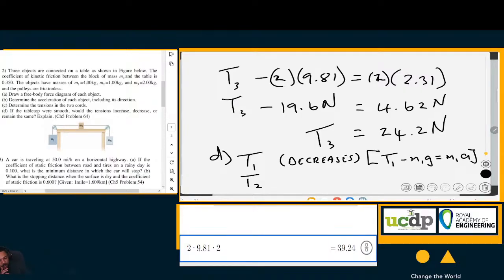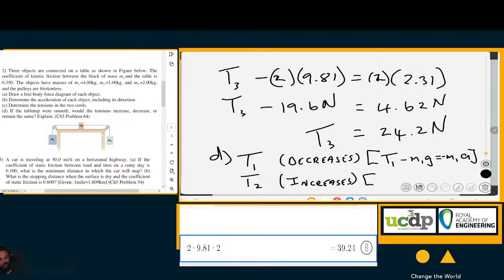Okay, it's moving downwards, so the acceleration here is negative. Acceleration is negative because it's moving downwards, moving to that side. So it should be mg minus ma. If the acceleration is bigger, this decreases. This, however, increases because it's moving upwards.